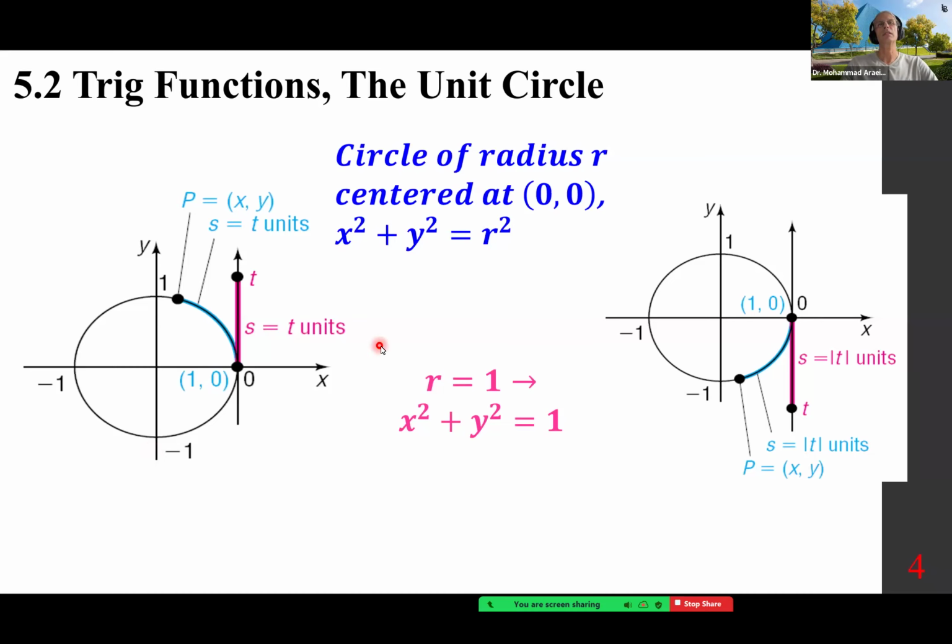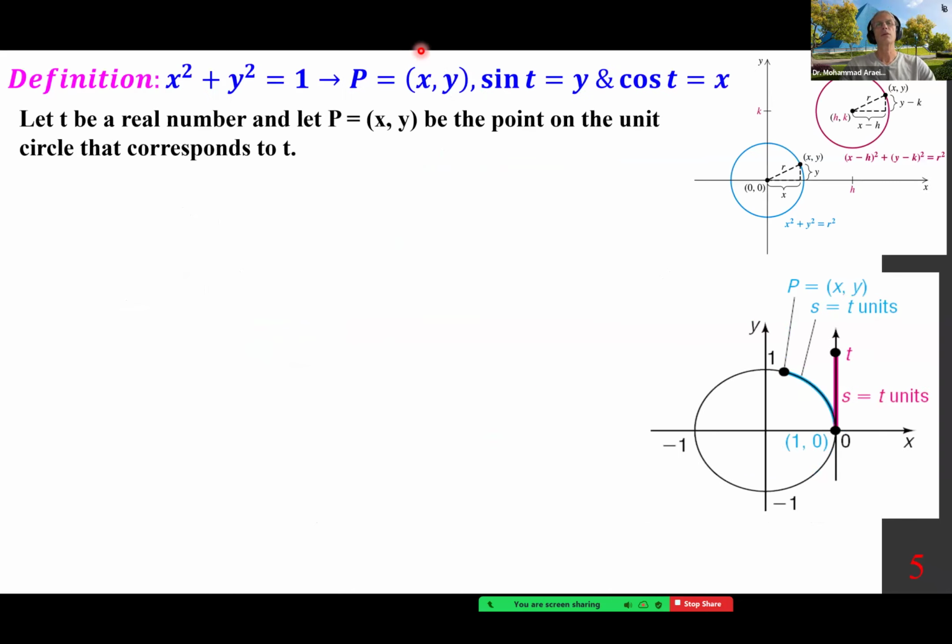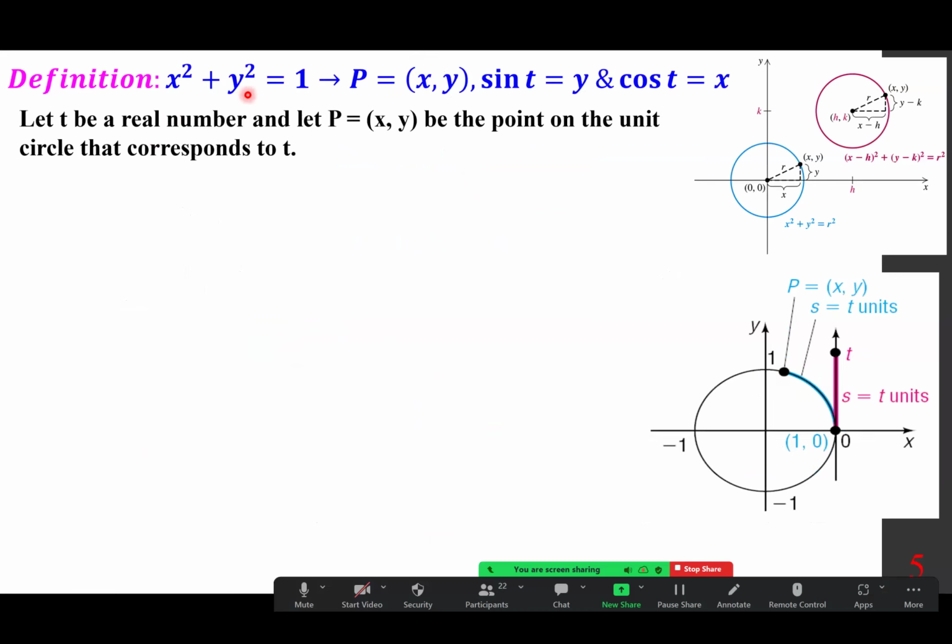s equals t units. Let t be a real number and let P, having coordinates x comma y, be the point on the unit circle that corresponds to t. Then here's the information we should understand. Again, we said x squared plus y squared equals 1. P has coordinates x comma y. Sine t is represented by y. Cosine t is represented by x.